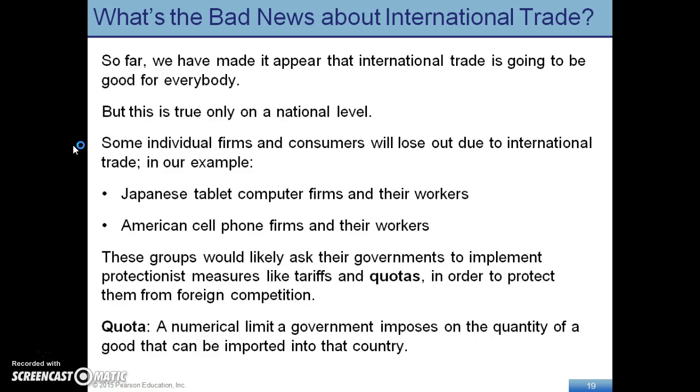Now, we've made it appear that international trade is going to be good for everybody, but this is only true on a national level. Some individuals, firms, and consumers will lose out to international trade, like Japanese tablet computers and their workers, American cell phone firms and their workers. And when this occurs, the government might put in what's called a quota. And a quota will limit the amount of imports that are brought into a country. But many of these policies are developed to help protect domestic jobs.